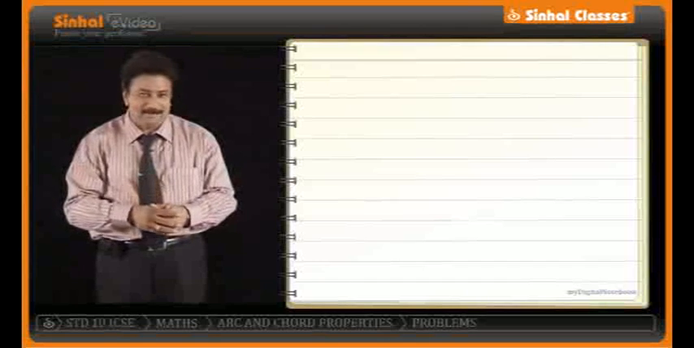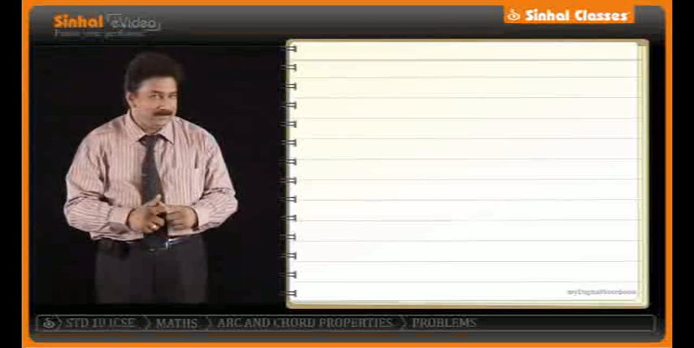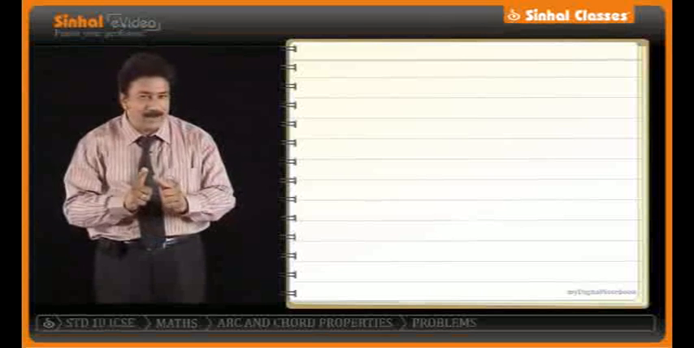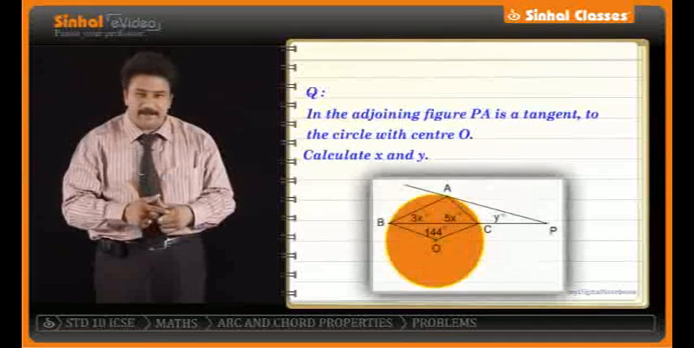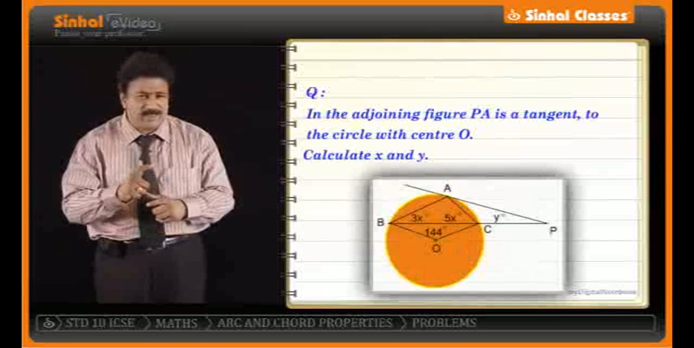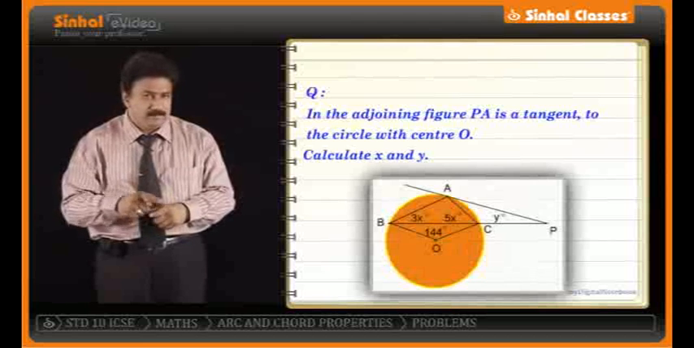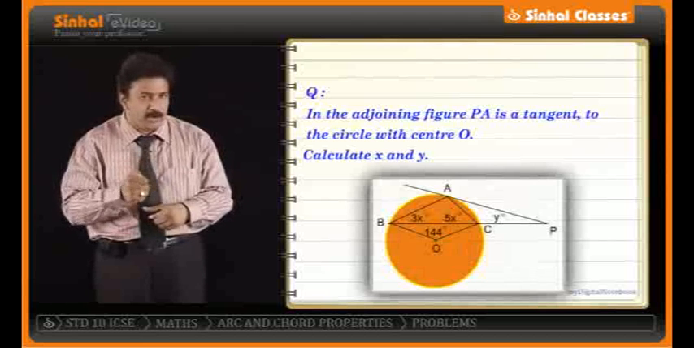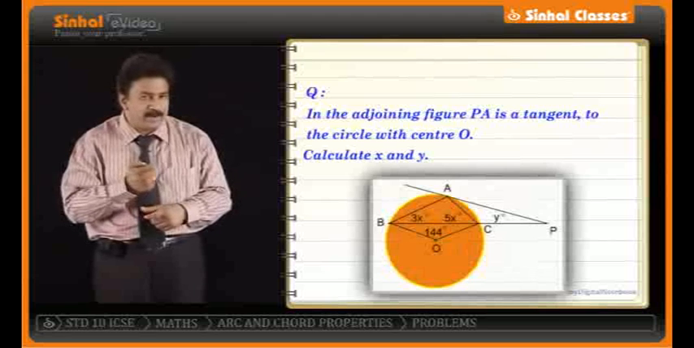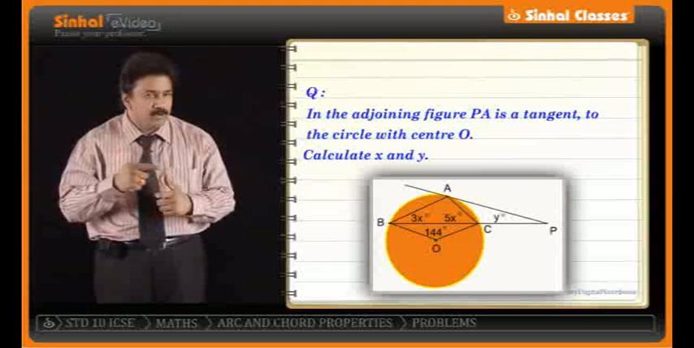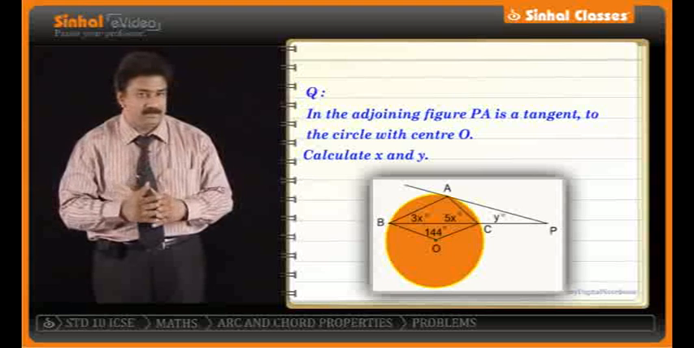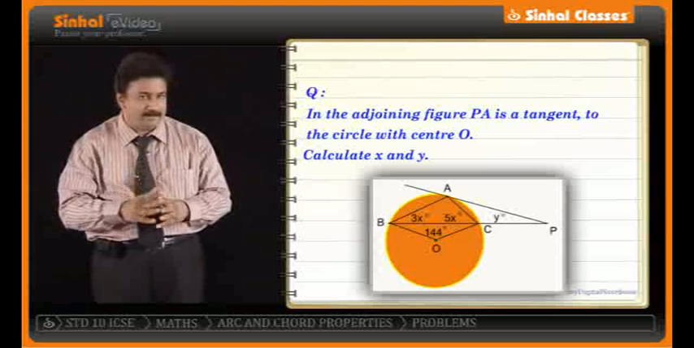Now when you see the next sum, see what is given to you. It's a total calculative sum. See the figure very carefully. In the adjoining figure, PA is a tangent. In this sum, when you see the tangent very carefully, with the help of the tangent, one chord is drawn, and on that chord there is one triangle. So we get an intuition of the alternate segment theorem. Yes, we'll be using it in this sum.